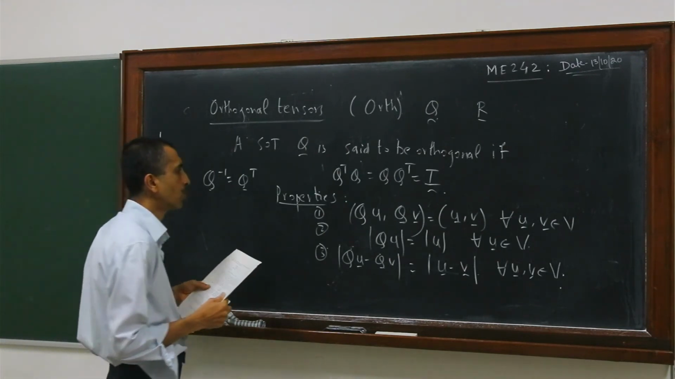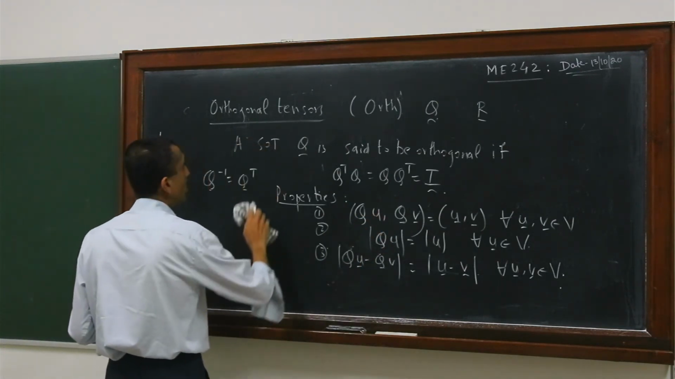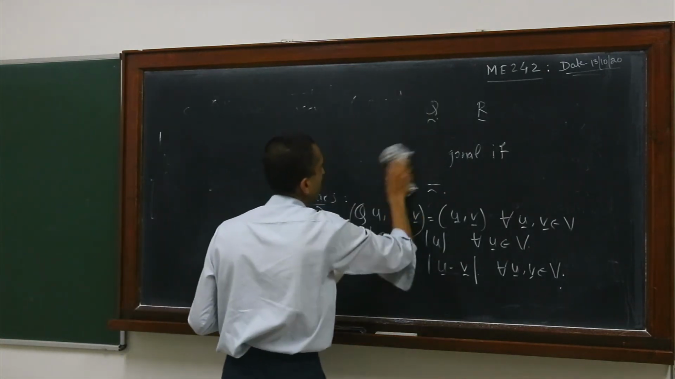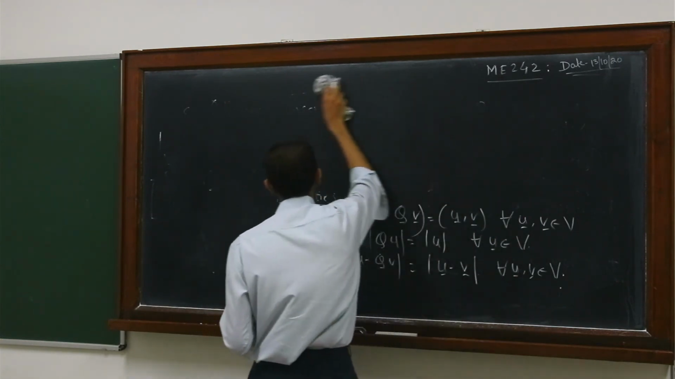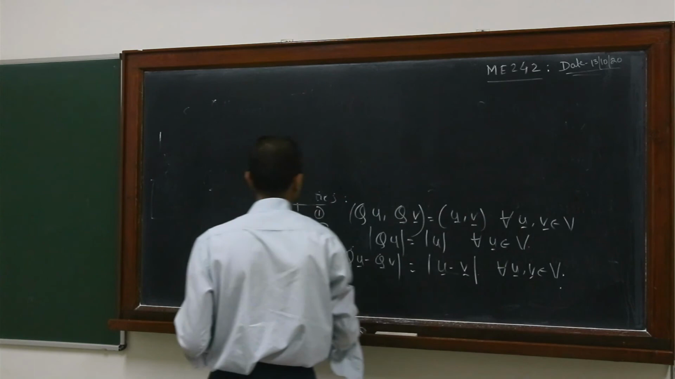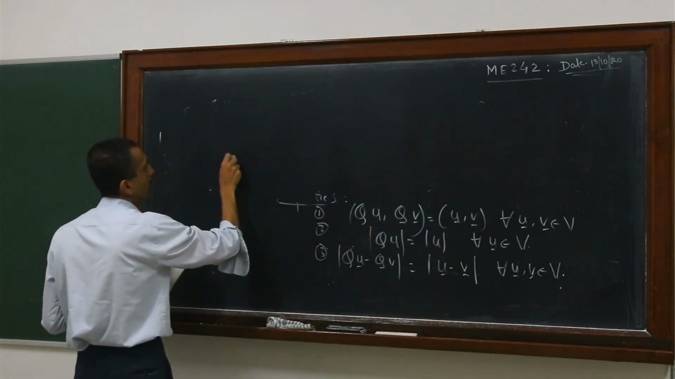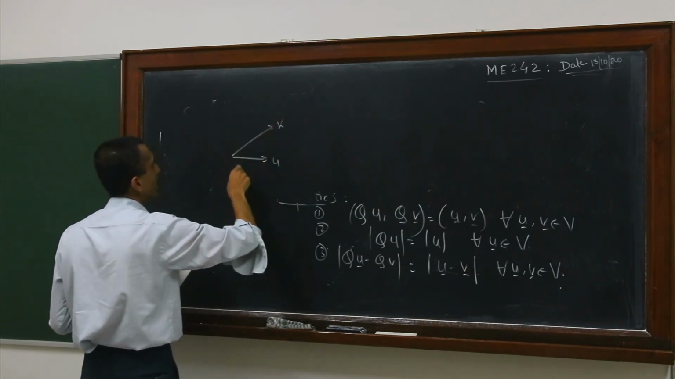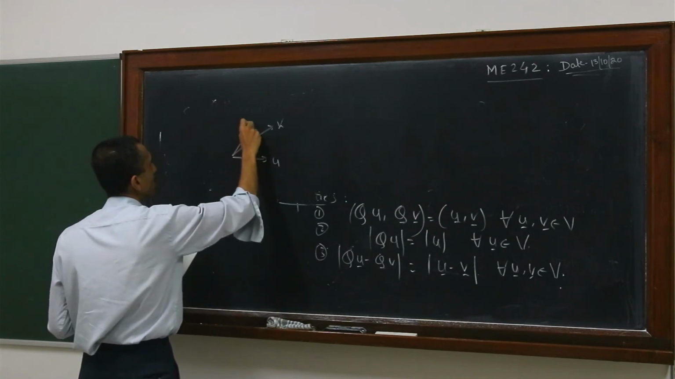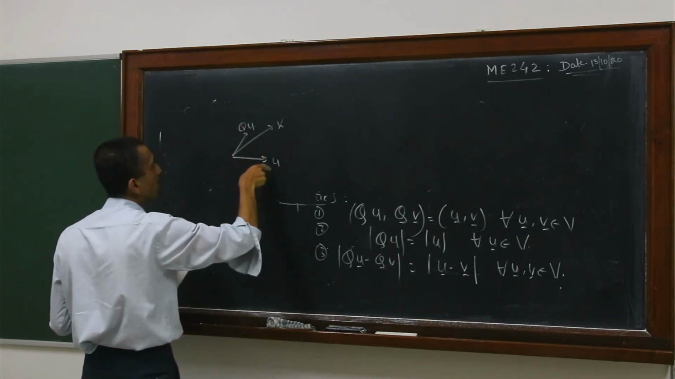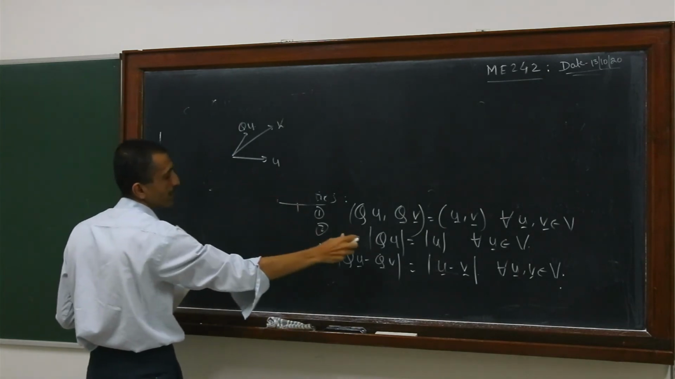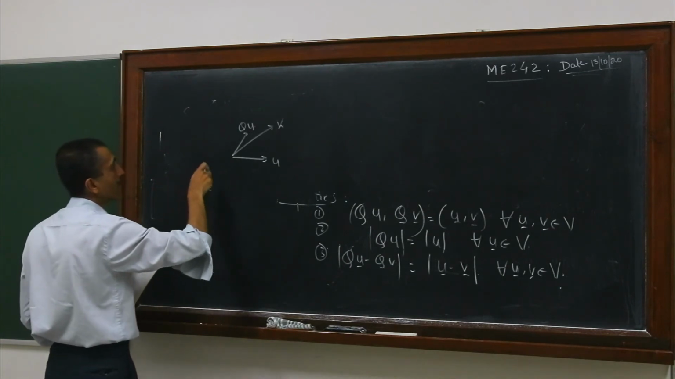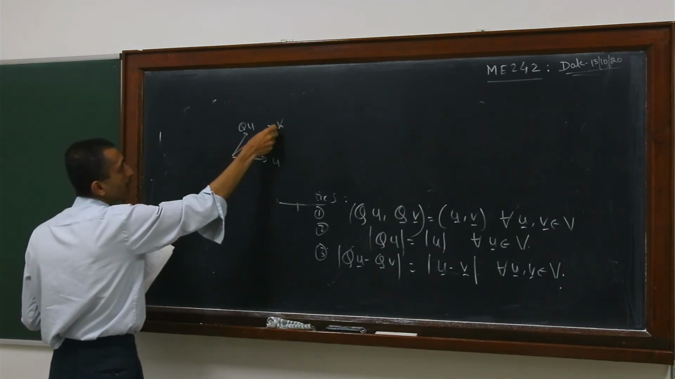I am not going to prove all the properties, but I will show the physical interpretation, which is much more important in this particular case. If you understand the physical interpretation of these results, that is something very important here. So suppose I take two vectors, this is u and then this is v. Now QU will rotate that particular vector. You can see that it keeps the magnitude the same. It simply rotates that vector, and in the same way it will rotate this v also.